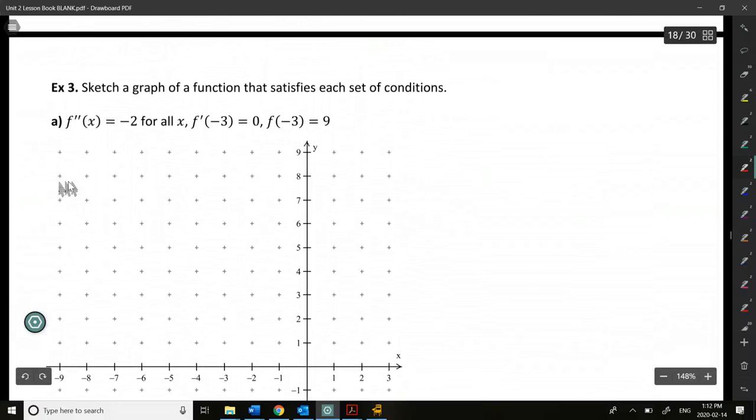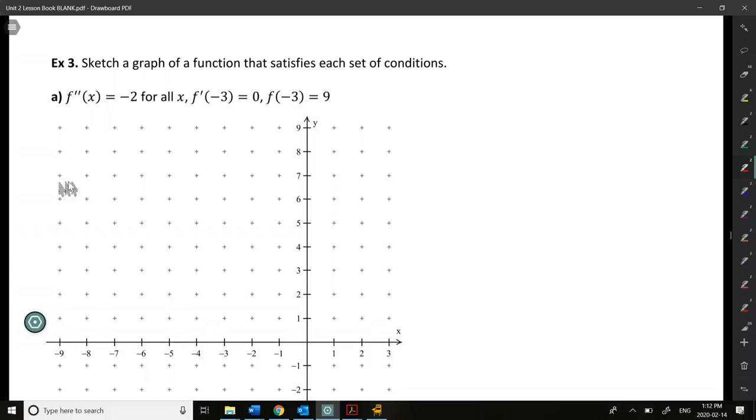And now your favorite questions. We're going to sketch possible graphs. All right, so this time we're given information about a couple different things. We're given information about the second derivative, the first derivative, and also the regular function. So let's just start with the easy one. We can graph f at negative 3 equals 9, right? Just graph the point.